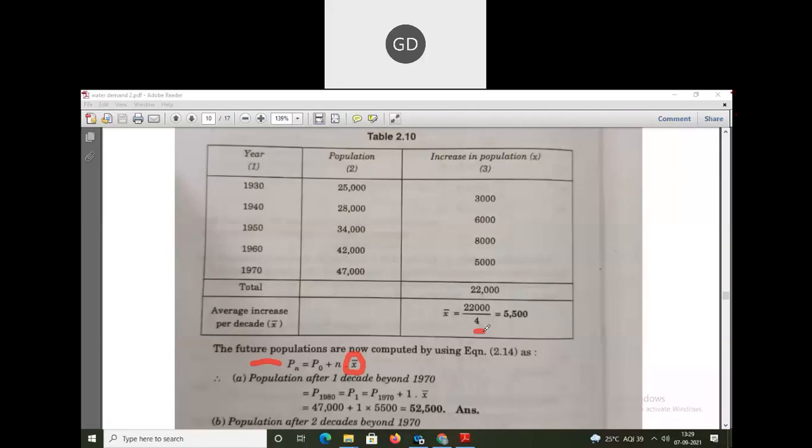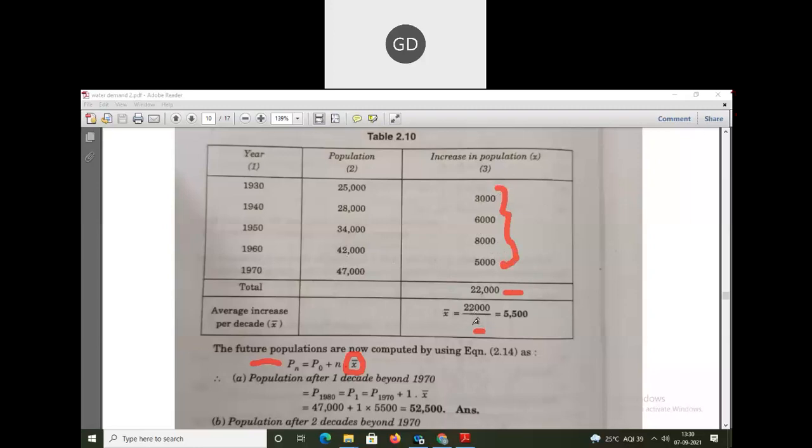Here it is 4, since here your 4 values are 1, 2, 3, 4. So you will just add it up. You will take the summation of the increase in population, that is, 5,000 plus 8,000 plus 6,000 plus 3,000. You will get 22,000.